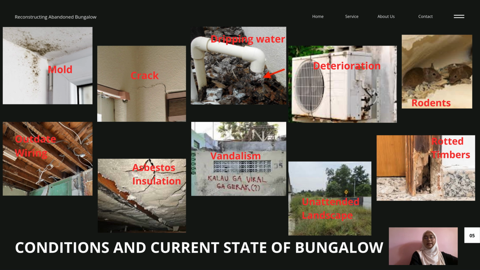And the second one is cracks. They can be caused by the shrinkage of materials during construction or even earth's movement. And the third one is dripping water. Leaks in the roof or plumbing, such as pipes, faucets, toilets, or even the HVAC system, can lead to dripping water.